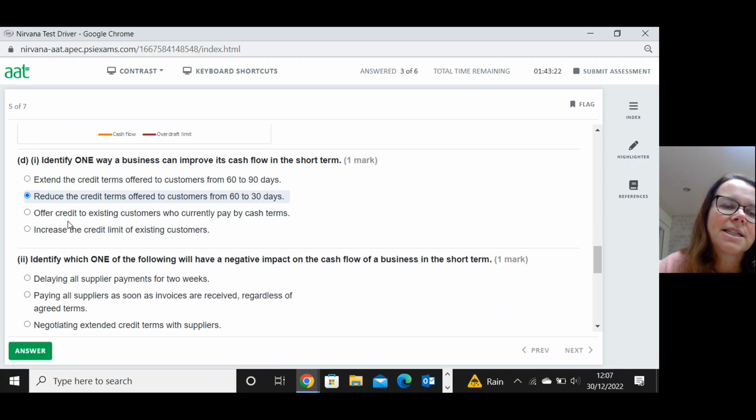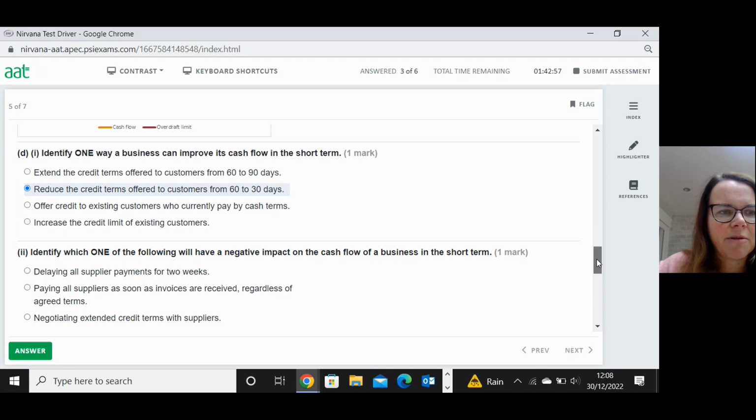Offer credit to existing customers who currently pay by cash. Well, no, because if you're getting cash, you're getting it straight away. Offering them credit, it's going to make it worse. Increase the credit limit of existing customers. Again, that's going to make it worse, if anything, because if they take advantage of that credit limit, they're going to be effectively borrowing more from you. So no, because I'm happy with my answer.